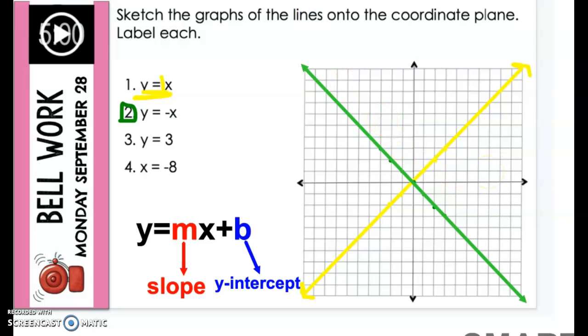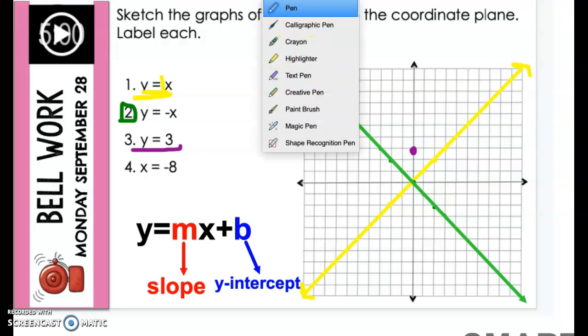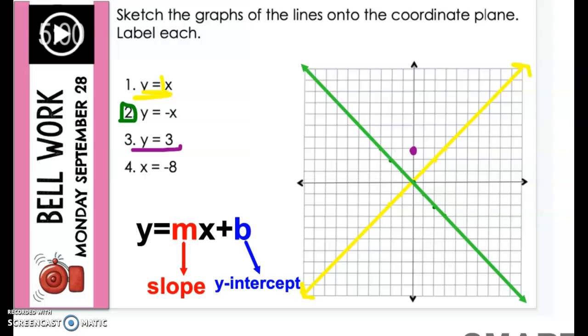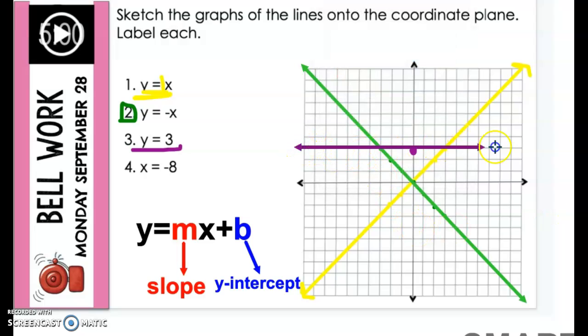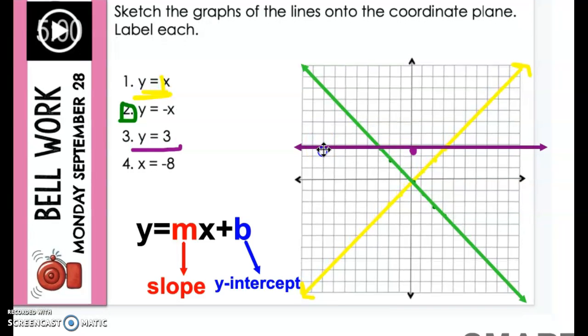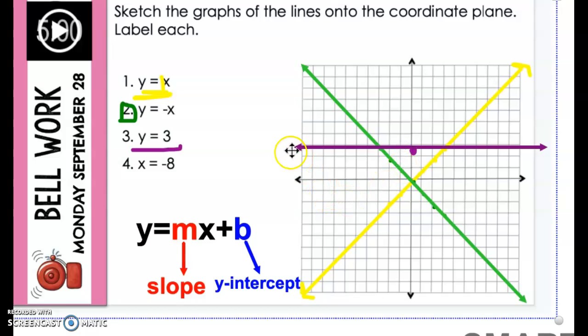Number 3 says y equals 3. When we have a y equals a number, that tells us that we're going to have a horizontal line. So on the y-axis, we want to find 3. That's our starting point. That is our y-intercept. And now we're going to make a horizontal line that goes through that point. So I'm going to make it purple. So this purple one is the line y equals 3. Every single point on this line has a different x coordinate, but the y value for every point on this line is 3.